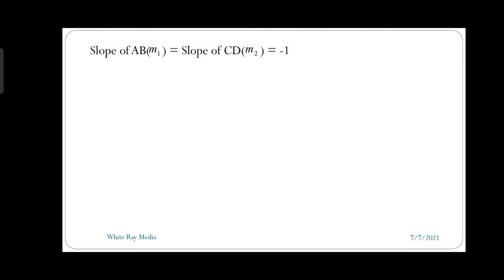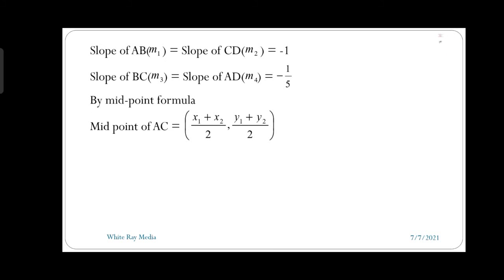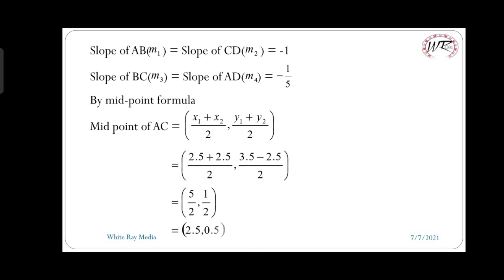Now, we have found that the slope of AB is equal to the slope of CD, which is equal to -1. The slope of BC is equal to the slope of AD, which is equal to -1 divided by 5. Now we are going to show that the midpoint of AC is equal to the midpoint of BD. To find the midpoint, we are using the formula: midpoint of AC is equal to ((x1 plus x2) divided by 2, (y1 plus y2) divided by 2). We are applying x and y values in the formula. So we are getting the midpoint of AC equal to (2.5, 0.5).